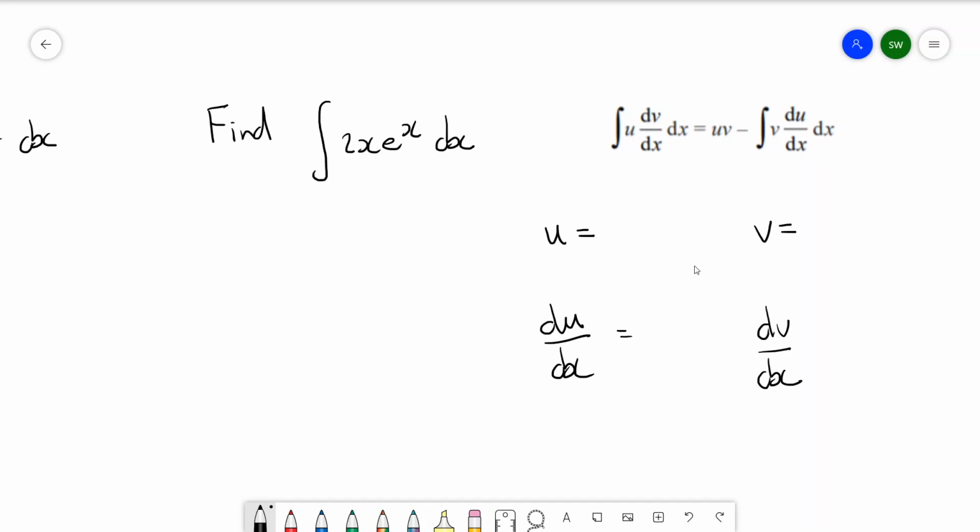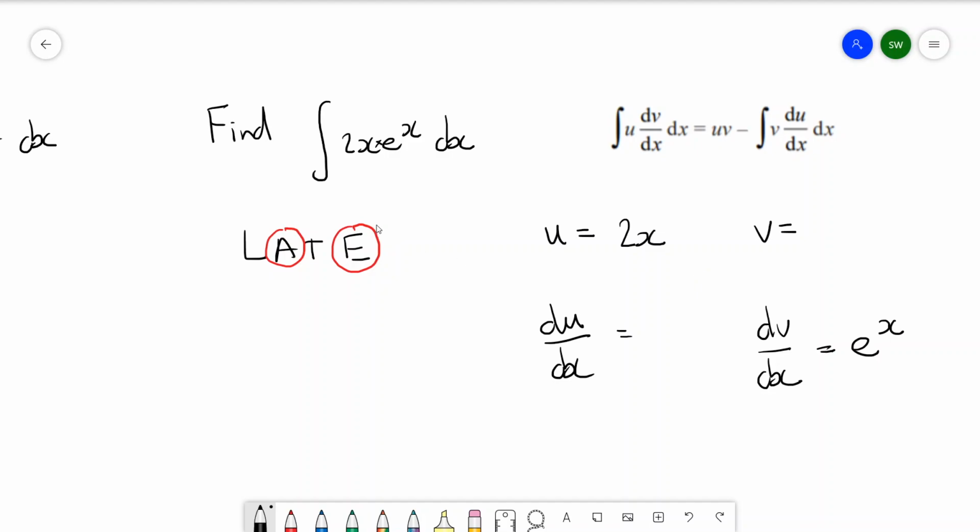Again, if we use LATE, in this integral we've got 2x, which I'm going to treat as 2x times e to the x. So one term is 2x and the other term is e to the x. We've got algebra, which is 2x, and an exponent, e to the x. Because algebra comes before exponentials, the algebra term is going to be u. So u is equal to 2x, and that means dv by dx must be equal to e to the x.